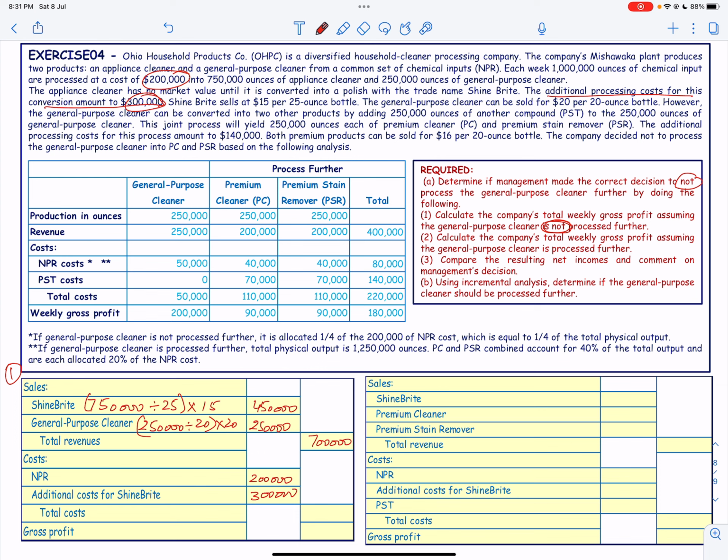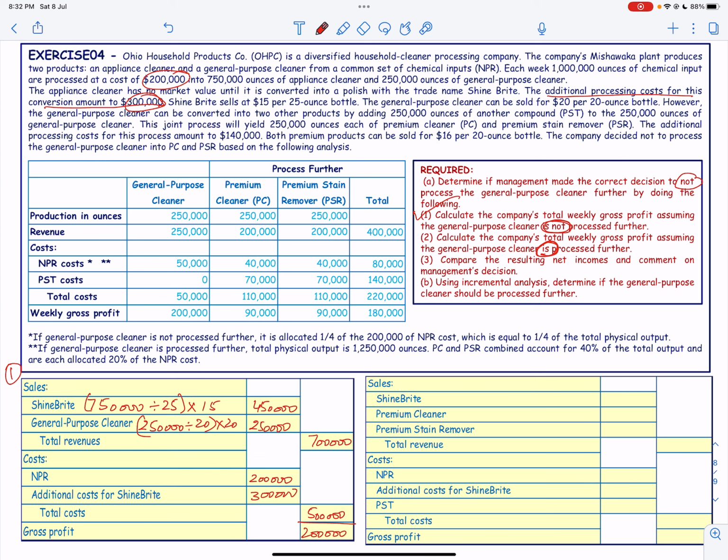So that is equal to 500,000, the total cost, and the gross profit will be 200,000. Total revenue minus total cost. So we have done part 1 and we look into part 2. Calculate the company's total weekly gross profit, assuming that general purpose cleaner is processed further. Now here we are processing further.